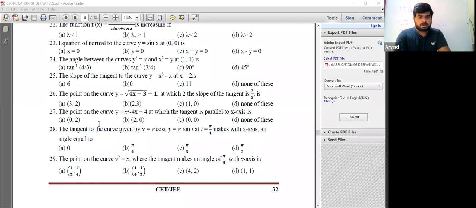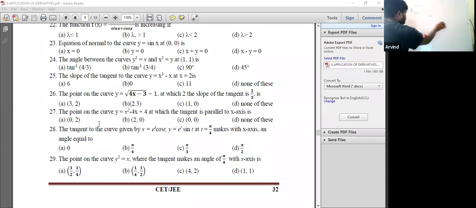The angle between the curves y square is equal to x and x square is equal to y at 1, 1. First slope ಕಂಡುಹಿಡಿಯಬೇಕು, because tan theta is given by what? m1 minus m2 divided by 1 plus m1 into m2. So slope ಕಂಡುಹಿಡಿಯಬೇಕು. So the two curves are y square is equal to x and x square is equal to y. So the angle between the curves at 1, 1.